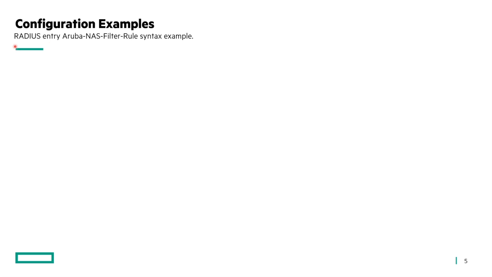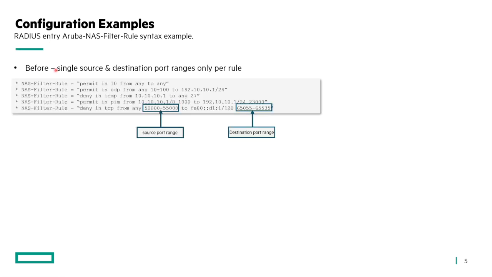So before the enhancement, a single source and destination port range only per rule was allowed. So in this example, in the NAS-Filter rule, a deny inbound TCP from any IPv6 address, because this is an IPv6 rule, and here is a source port range, and that was the only source port range or source port you could put in if you wanted to just put a single source port in, targeting a destination IPv6 address, and likewise only a destination port range was allowed.